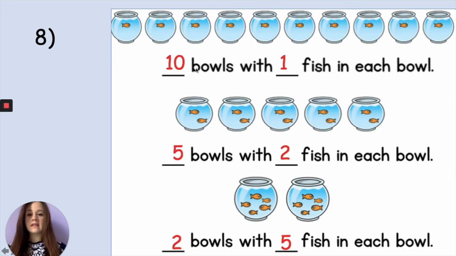And then for this one, there are 10 bowls with 1 fish in each bowl, 5 bowls with 2 fish in each bowl, and 2 bowls with 5 fish in each bowl. Well done if you got that correct.